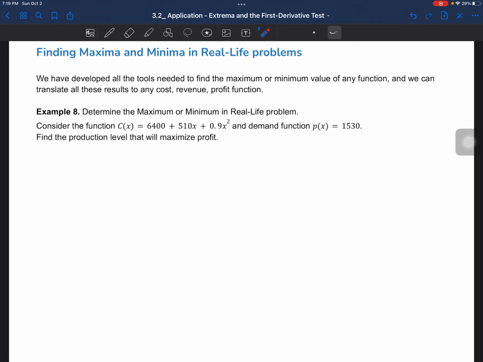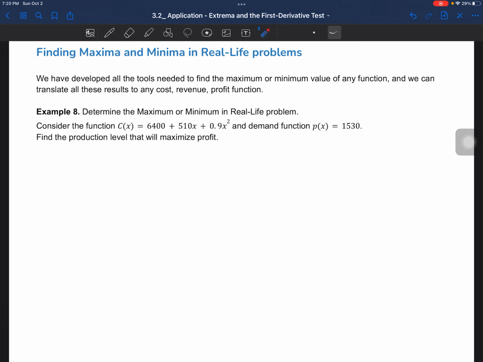So let's consider a cost function C of x that equals 6400 plus 510 times x plus 0.9 times x squared. And the demand function is p of x, which equals 1530. They're asking us to find the production level that will maximize our profit. So a lot of things are given and a lot of things are not given.